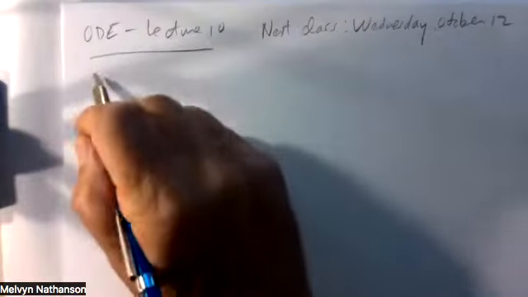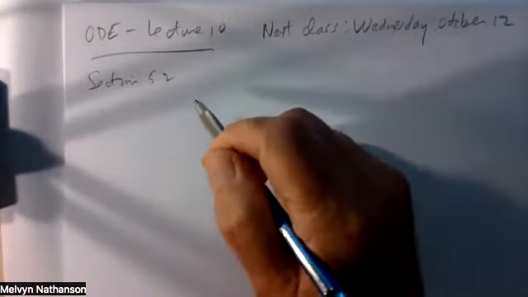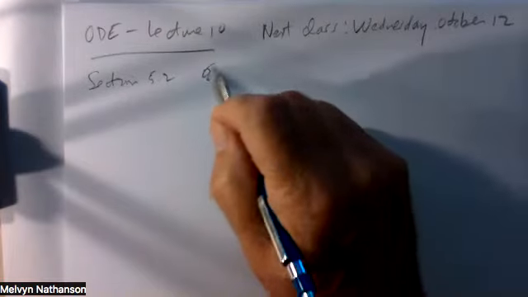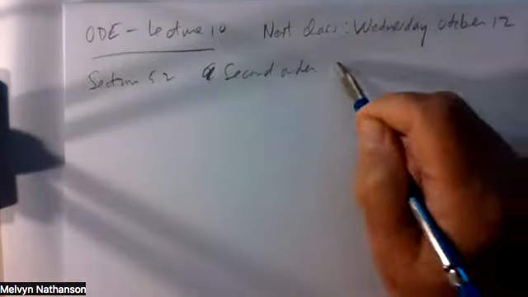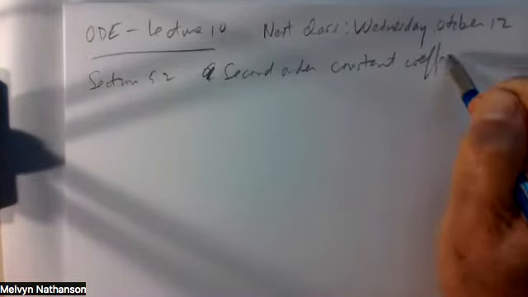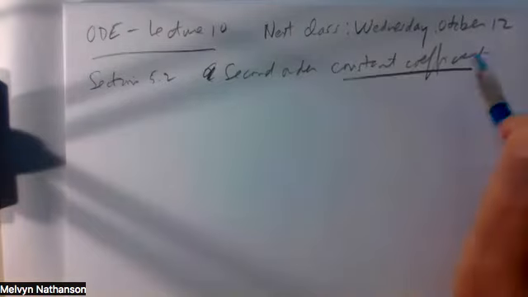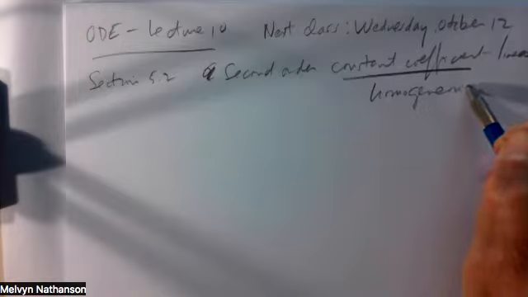So this is lecture 10, and I want to discuss today section 5.2, second order constant coefficient linear homogeneous equations.